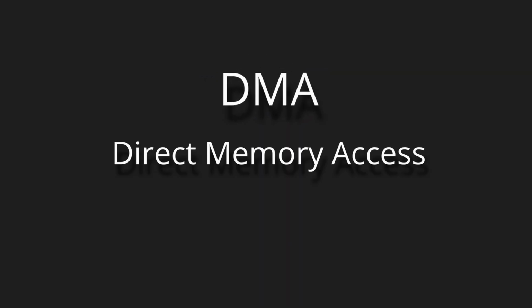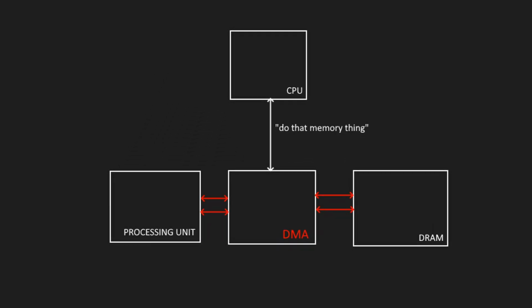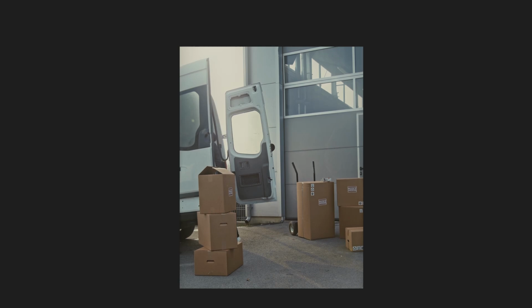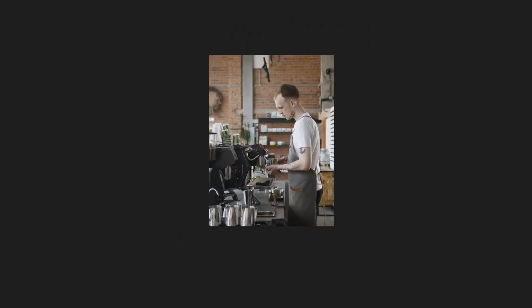DMA, or direct memory access, allows you to use your CPU to initiate memory transactions across your system, allowing compute units to access memory on their own and thus giving more time to the CPU to do some actual thinking. This way, the CPU does not have to bear the burden of playing the role of the mailman and can ask DMA to do it for it, just like an intern.